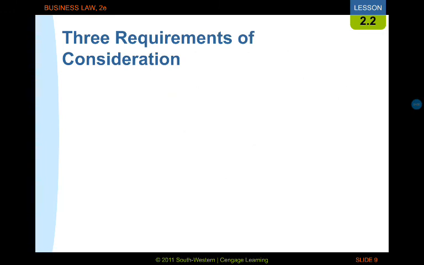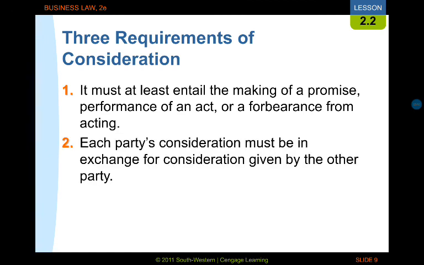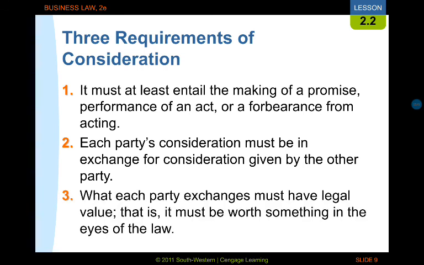Three requirements of consideration. It must be at least one of the following: the making of a promise, performance of an act, or a forbearance from acting. Each party's consideration must be in exchange for consideration given by the other party. What each party exchanges must have legal value. That is, it must be worth something in the eyes of the law.